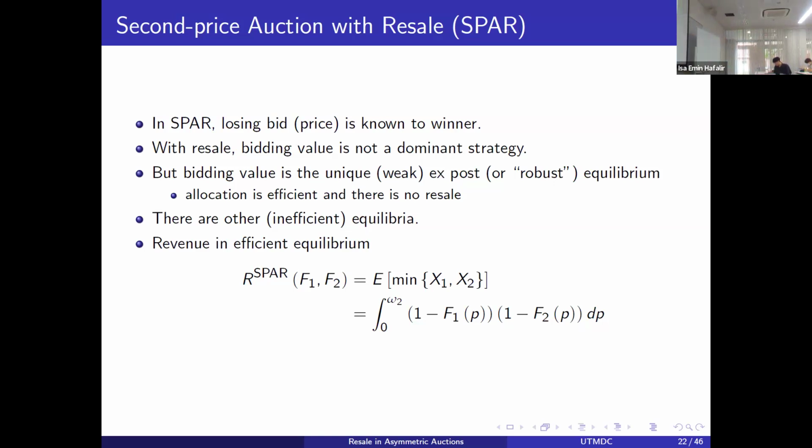All right. Why is there no equilibrium where bidder one always bids one and bidder two always bids zero? Does it violate robustness in the second price auction with resale? No. So bidder one always bids one and bidder two always bids zero.